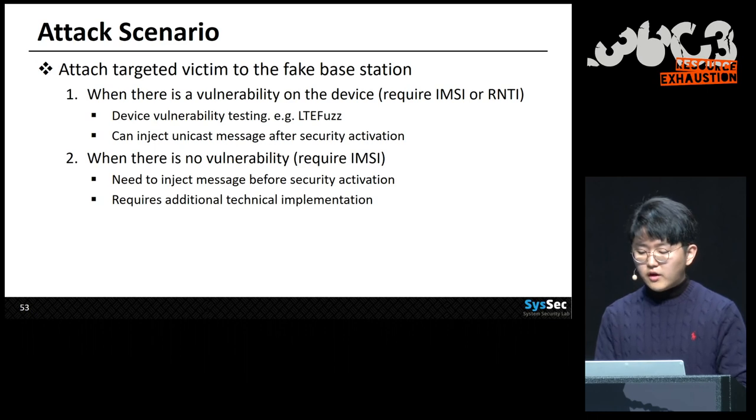Attack scenarios can be divided into two. The first situation is when there is a vulnerability on the device. In this case, the attacker needs to know the IMSI or RNTI. If the victim UE has the vulnerability that accepts security unprotected messages even after the security activation, the attacker can easily inject the unicast message. We could find this vulnerability while developing methods to test devices' vulnerability.